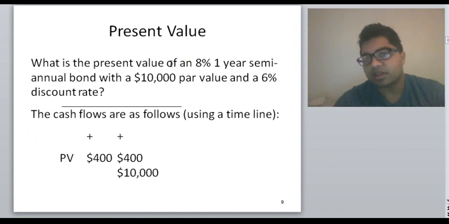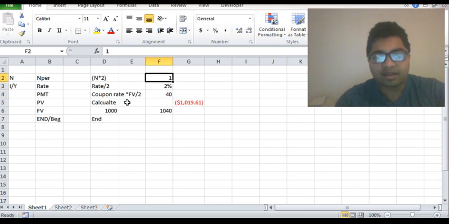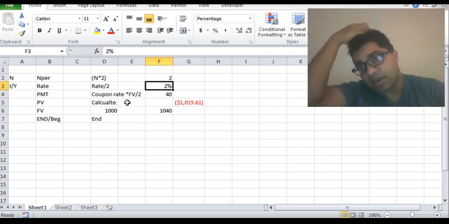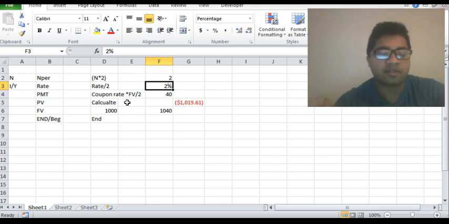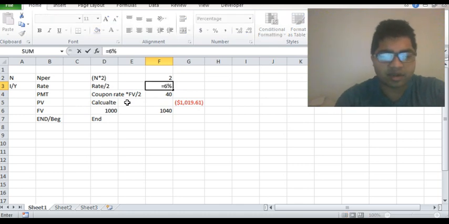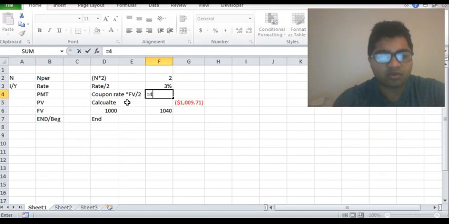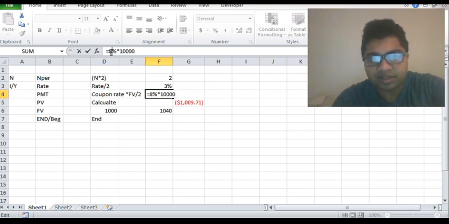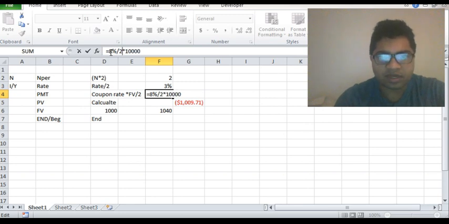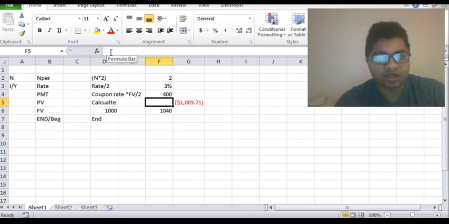Now this is important: 8% coupon rate, semi-annual bond, 10,000 par value, and 6% discount rate. Now this is important, and N will be 2 in this case because it's semi-annual, so 1 year has 2 semi-annual periods. Discount rate is 6%, so 6% divided by 2 will be our rate. Coupon rate is 8%, so it will be 4% multiplied by par value. So 4%, how did I get? I did 8% divided by 2 multiplied by par value 10,000, so 400.